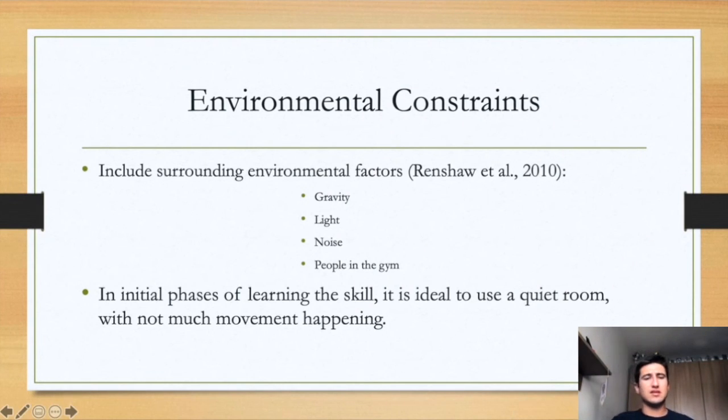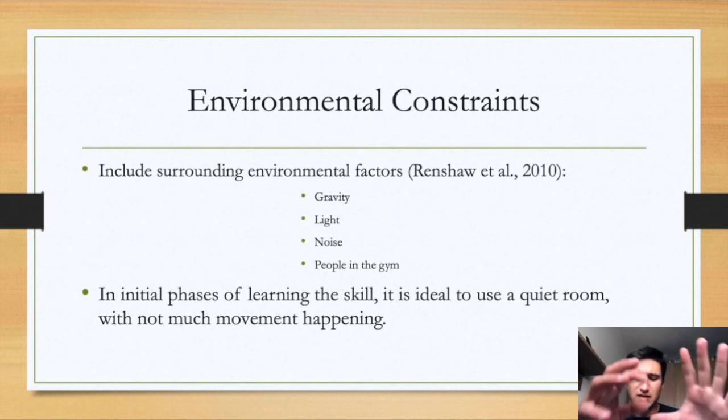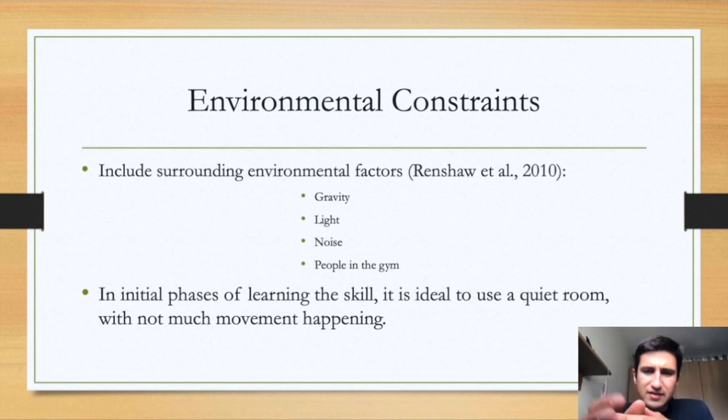Environmental constraints. Environmental constraints include the surrounding environmental factors. These constraints play a big role in developing a skill. In the case of teaching the single leg hip hinge for the first time, what I try to do is find a very quiet room with not much action happening around the athlete. This ensures that the client can hear my feedback loud and clear to work on quality movement rather than lifting as much weight as possible.